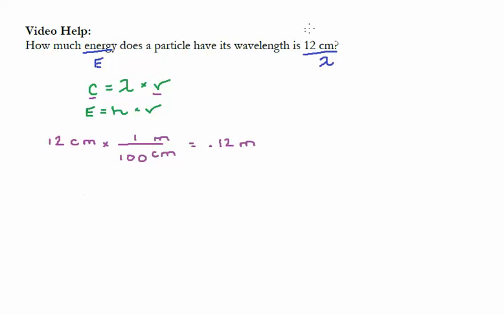So I'm now going to plug it in. So I've got 3.0 times 10 to the 8th meters per second for my c right here. That equals 0.12 meters times my frequency. Okay, and so what I'm going to do is divide both sides by my wavelength, which is 0.12 meters.